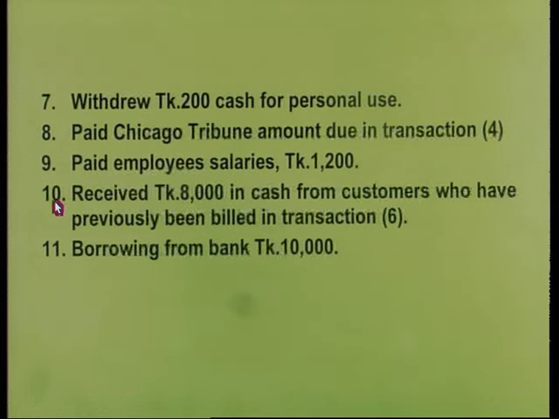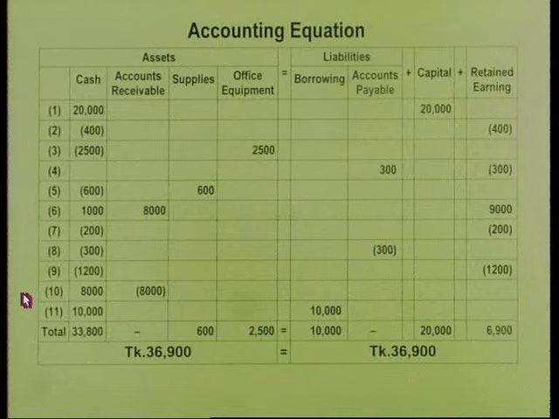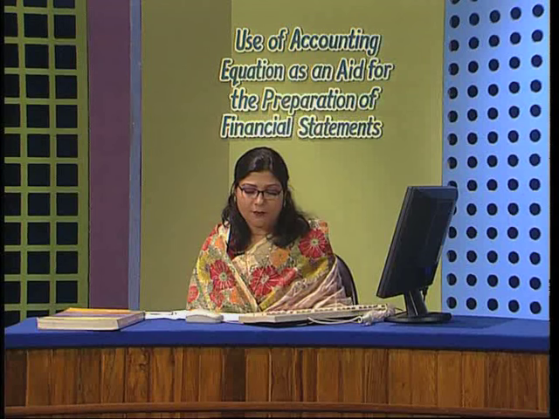Transaction number 10, received taka 8000 in cash from customers who have previously been billed in transaction 6. Dear students, you can recall transaction number 6, where we have provided services out of which 1000 was collected right away, but another 8000 was due. Now we are receiving that 8000 taka. So cash will increase by 8000 now, that has been shown in the cash column, and the same way the accounts receivable has been decreased by 8000 taka. This is an asset exchange transaction.